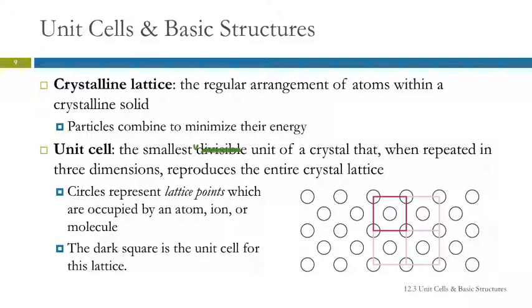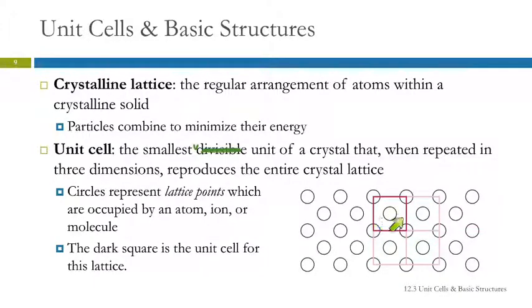So we often represent a lattice something like this, where these points are lattice points represented by the circles, standing in for like an atom, an ion, a molecule, a particle of some kind. This dark red square here is marking the unit cell for this particular lattice. And then there's lighter red squares.